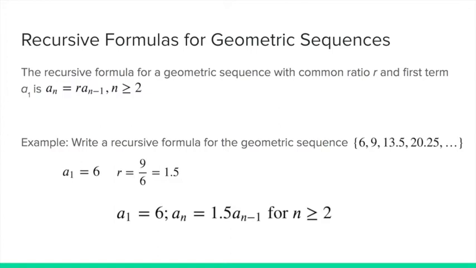So in this case, doing 9 divided by 6, we get 1.5 for the common ratio. Or you could simplify it to 3 halves if you'd rather do the fraction. And then our recursive formula just becomes a1 is 6, and then the nth term is 1.5 times the (n minus 1)th term. So recursive formulas are super easy, both for arithmetic and for geometric sequences, I think. And I think you probably see why.